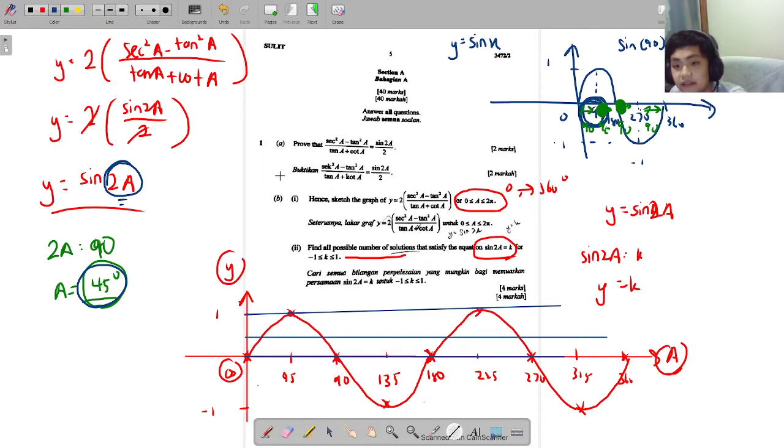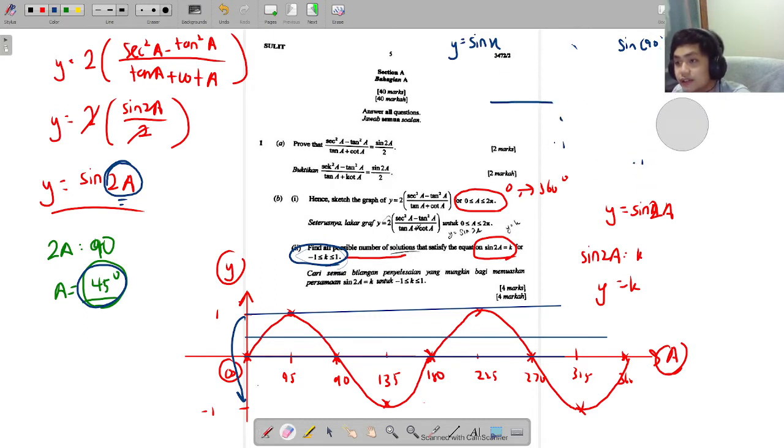Because they gave an interval from negative 1 to 1. So from here, what they are trying to say is that I can move this blue line anywhere between here and here. But these three lines that I highlighted here actually provide us the solution that we need already, right?